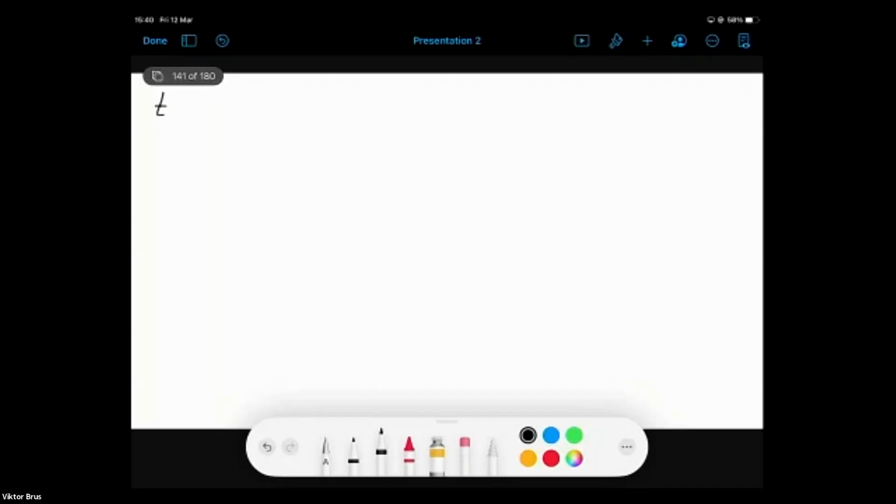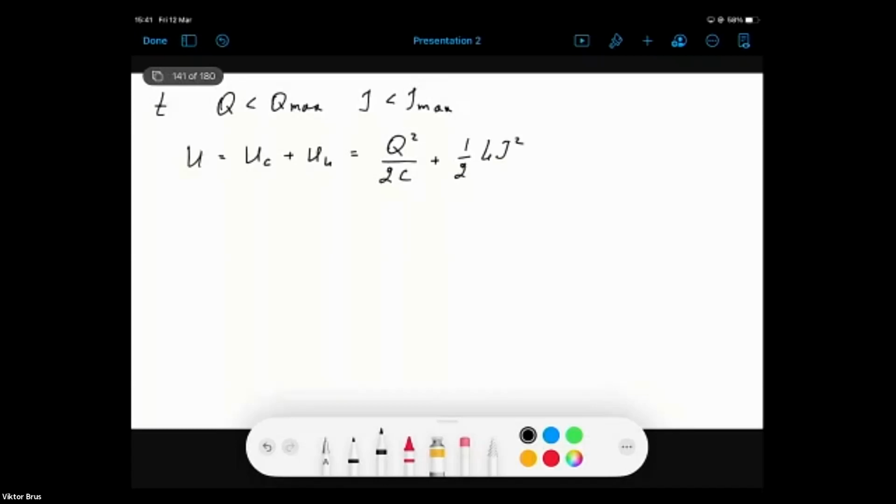And let us consider some arbitrary time t when Q is smaller than Q maximum and current is smaller than I maximum. So then we deal with some intermediate values for accumulated electric charge and current flowing through the circuit. So total energy of the system is energy accumulated in the capacitor plus energy accumulated in the inductor, and that is equal to Q squared over 2C plus 1 second times Li squared. So this at any moment of time is constant, right? Constant.